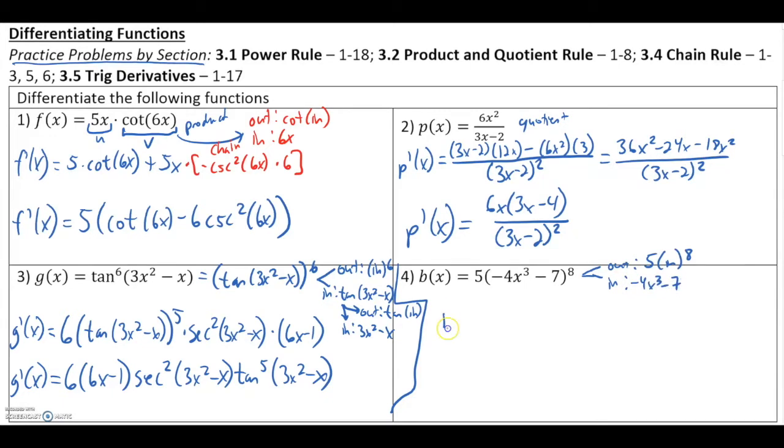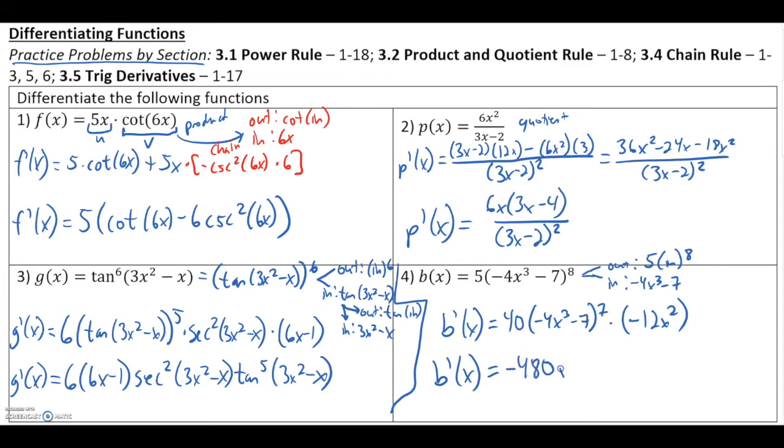So derivative of b of x. Derivative of 5 times something to the 8th is going to be 40 times that inside function to the 7th power times our derivative of the inside, which would be negative 12x squared. Pulling all monomials out to the front, the negative 12 times the 40 will give us a negative 480x squared times the quantity negative 4x cubed minus 7 to the 7th power.